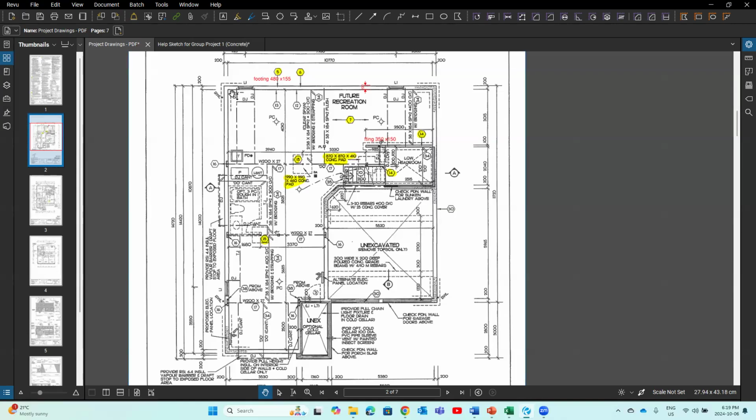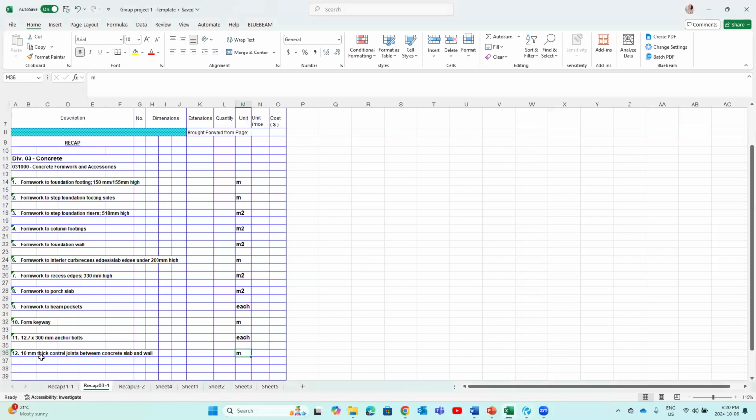That's our perimeter. Okay. And we also need to think about the coat sealer, where we have the same situation, right? In the garage, we have the same situation, but if we have a concrete slab which goes on top of the foundation wall, we cannot have control joints there. That's why we take the total length and subtract the width of the garage door. That's how we get the total length for the control joints. This is item 12, 10 millimeter thick control joints between concrete slab and wall.